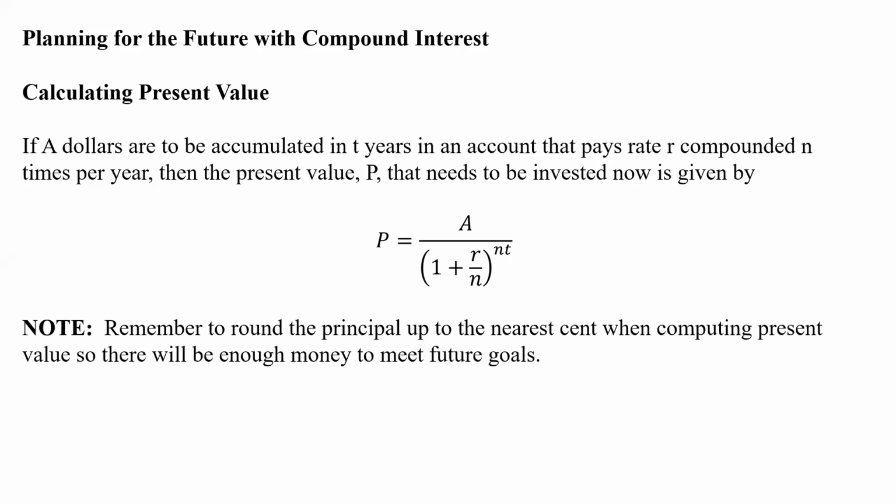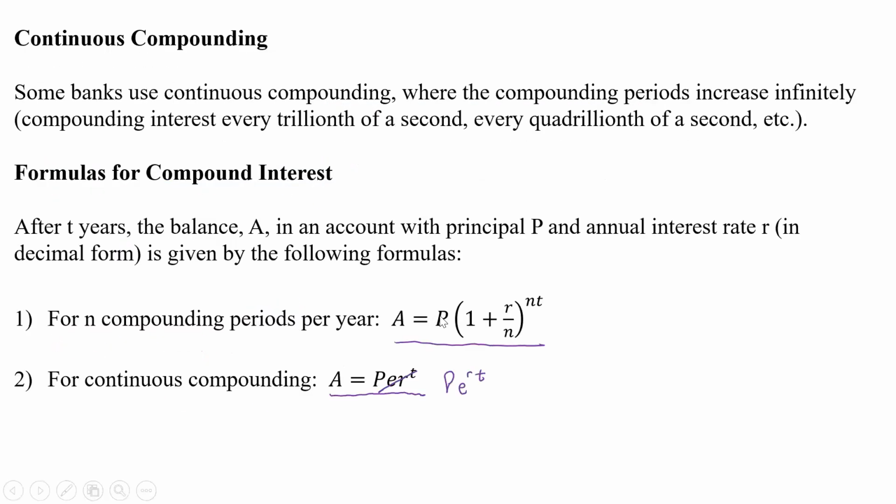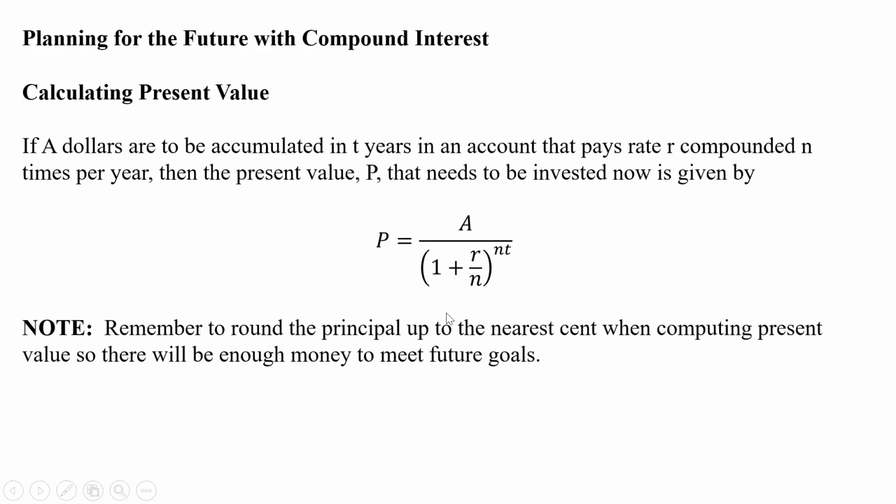All right. So planning for the future with compound interest. So what we can do is we can take our formula here and we can solve for P. And what we do then is we just divide both sides by the thing that was on the other side, the 1 plus R over N to the NT. So we know what we want in the future. We know our rate. We know the number of times it's compounded, and we know how long. And so then we can say, well, how much do we need to put in to get to that amount?